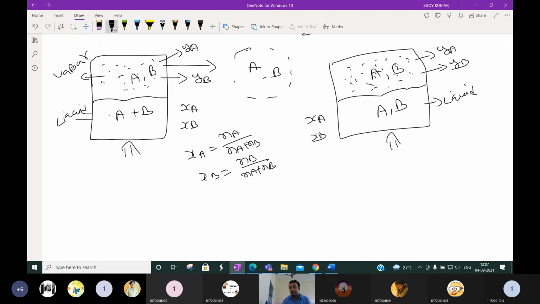Suppose the moles of A and B in the vapor space are Na1 and Nb1. Suppose they will not be similar to Na and Nb. Suppose in the vapor, the moles of A and B are Nab and Nbb. Then Ya will be Nab by Nab plus Nbb, the moles of A in the vapor by total moles of vapor, and Yb will be the moles of B in the vapor by the moles of A in the vapor plus the moles of B in the vapor. Okay.